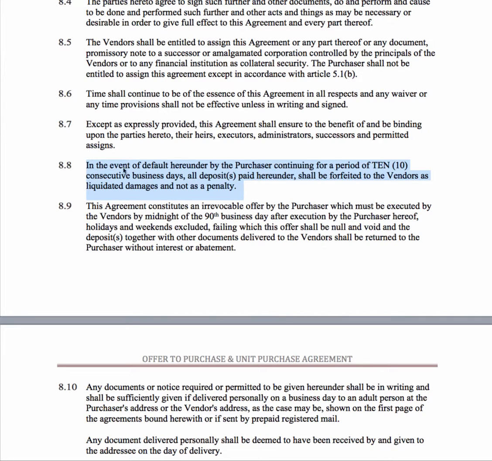Okay, this is important. In the event of default hereunder by the purchaser, continuing for a period of 10 consecutive business days, all deposit paid hereunder shall be forwarded to the vendor as liquidated damages and not as penalty. So basically, you have your 10 days to cancel, but afterwards, the deposit you're putting in, if you don't pursue it, you consider the deposit to be forfeited to the vendor.